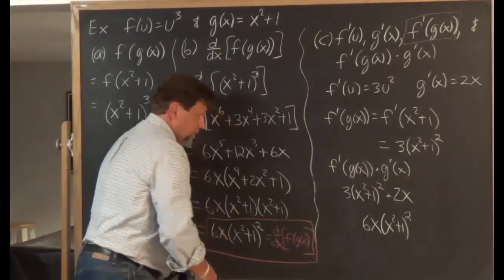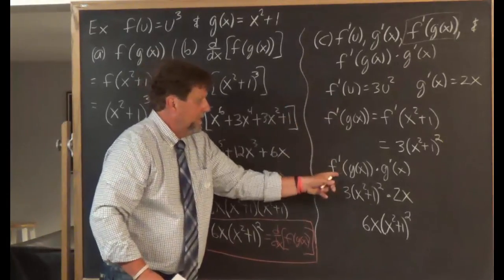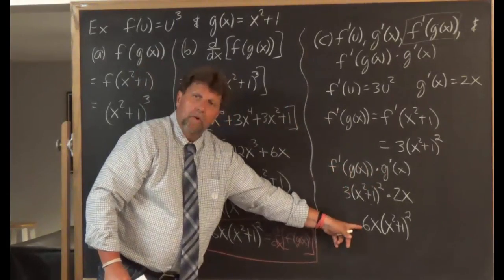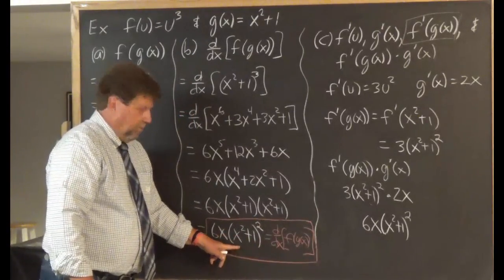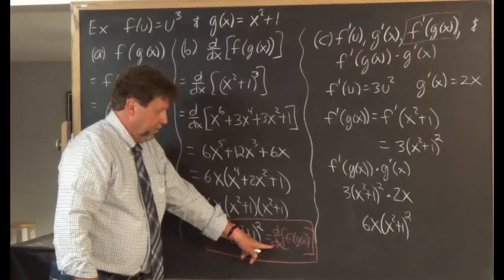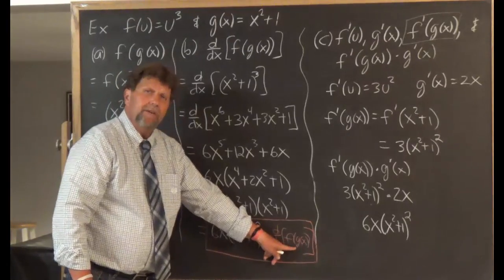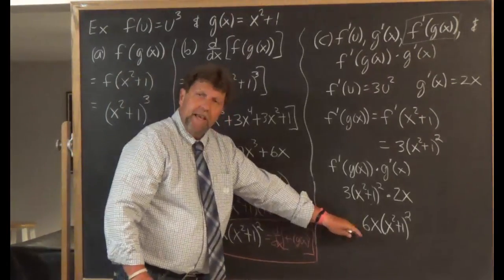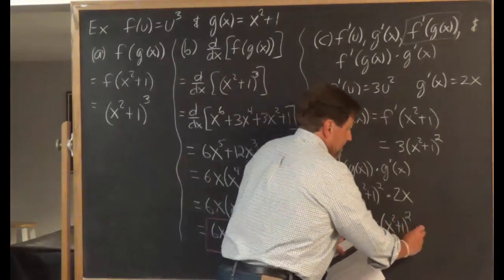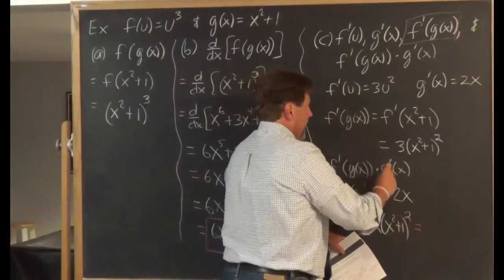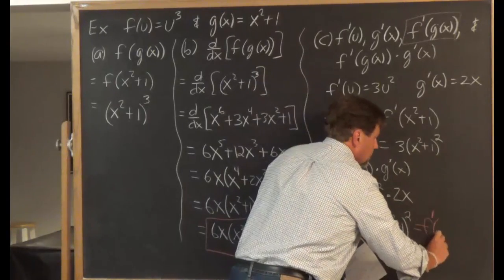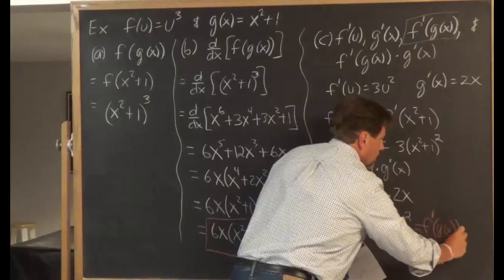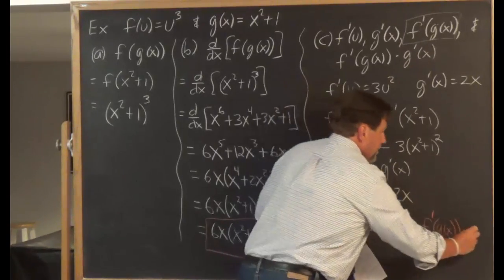So check it out, folks. When we did this multiplication, we got the exact same result as we did in part B. Part B was found when we differentiated f of g of x. We got this answer here by doing f prime of g of x times g prime of x.